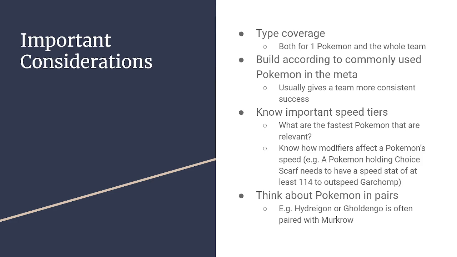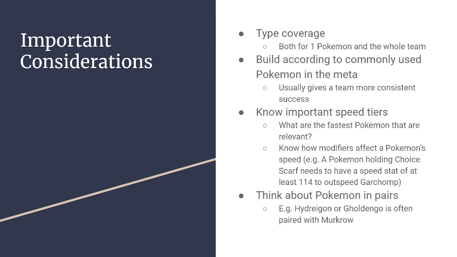And I'll get into an example of how this can matter, such as if you're a steel type, you want to have a Pokemon with coverage that deals with fire types well, because the steel type is weak to fire, unless that Pokemon can have a coverage move, but even then it may not be strong enough. So just really think about how the Pokemon are covering each other and build according to commonly used Pokemon in the meta.